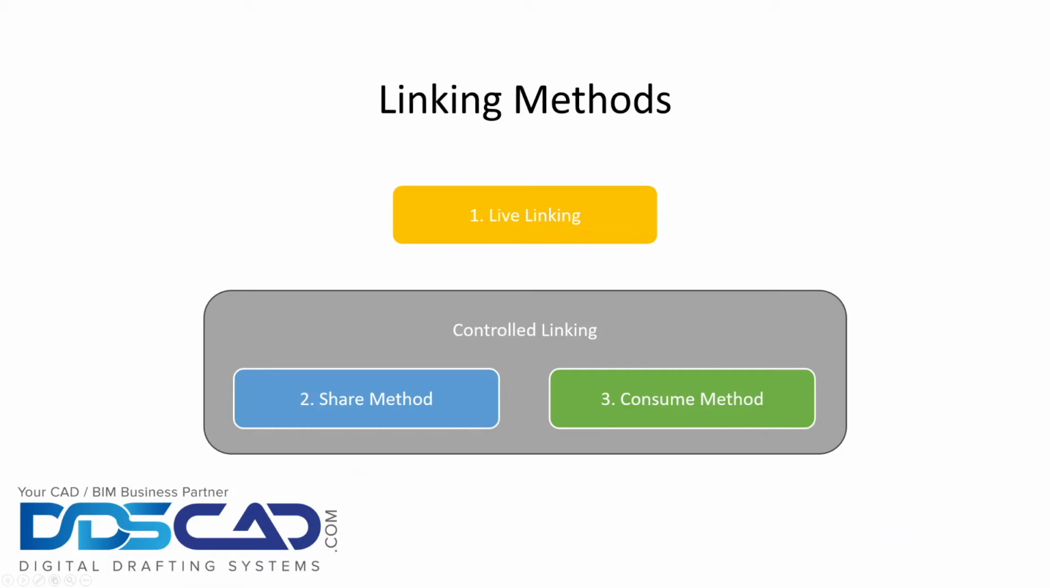So there are three linking methods that we're going to be talking about today. Live linking is the least controlled of the three. It's kind of everything just happens as it goes. And then you've got your two controlled linking methods, the share method and the consume method. And again, we're going to dive deeper into these as we go here.